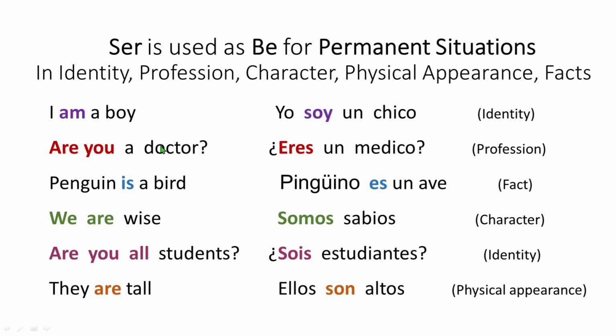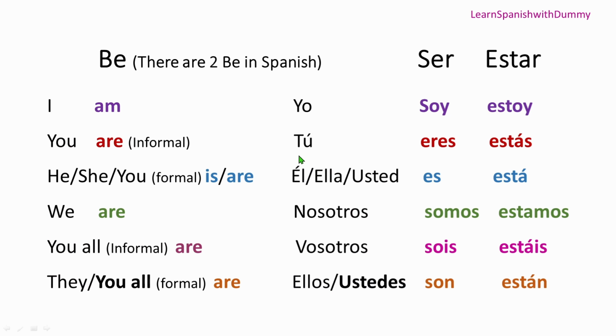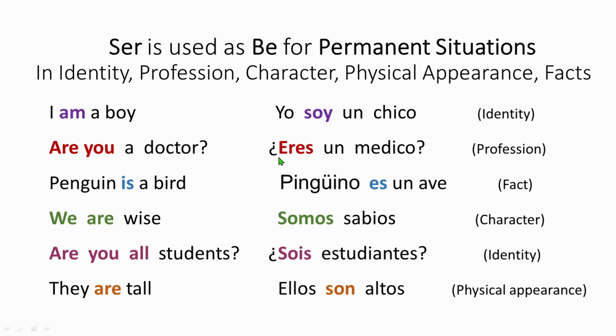Are you a doctor? That's a profession, so eres un médico. Eres means are you. Un médico. Now where did eres come from? See, we have here, you are, tú eres, right? Eres means are. And in Spanish, we don't need to put pronouns, right? So I'm not putting the pronoun here. It's not necessary, but you can include it also if you want.